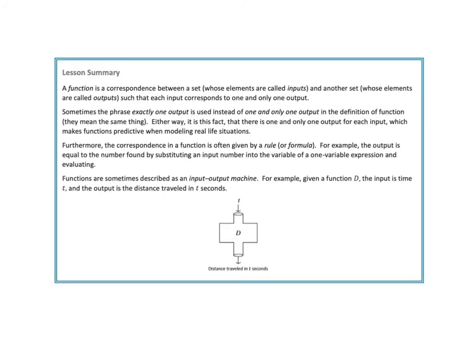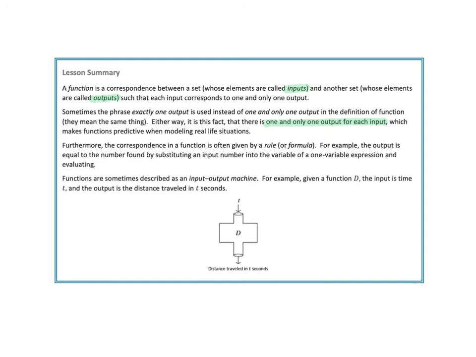Let's move on. All right, for your lesson summary today, these are the things I wanted you to learn, is that a function is a correspondence between a set. We call the things we put in inputs and the things we pull out outputs. Okay, these are your x and y values. Sometimes the phrase exactly one output is used instead of one and only output, but it means the same thing. Basically, there is one and only one output for each input. Okay? That means that if you put something in, it can only produce one value.